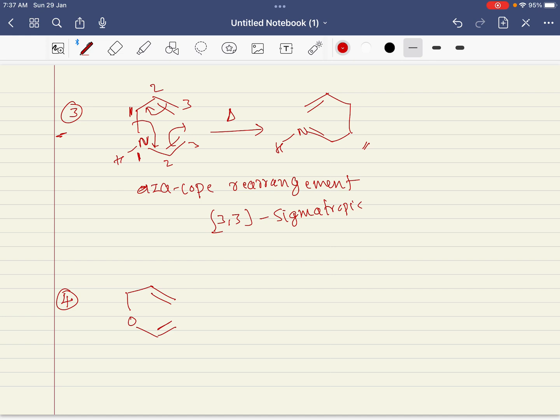rearrangement reaction. In the fourth example, instead of carbon, we got oxygen here. So this is called what? Oxy-Cope rearrangement. So thermal condition is required here. Instead of carbon, oxygen is present, because of that, it is called an oxy-Cope rearrangement. Next, this pi bond will be shifted over here. This bond will be shifted over here, and this is used for the formation of a new sigma bond. This is your product.